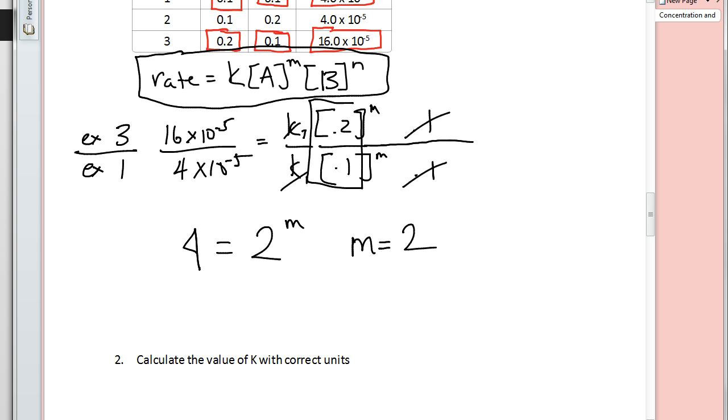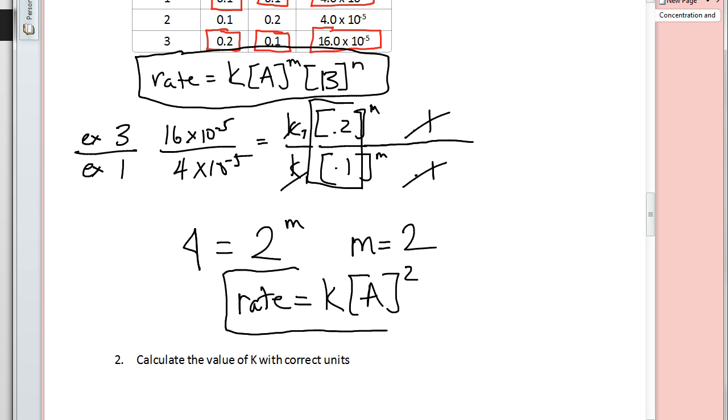Okay, so now I figured out my exponent, so I can rewrite my rate law now. Rate is equal to K multiplied by A, second order, and that is my rate law. Remember, B did not affect the rate. It was zero order, so we left it out. So what does this mean? It means that anytime we double the concentration of A, our reactant, we're going to quadruple our rate.